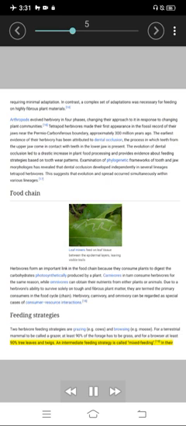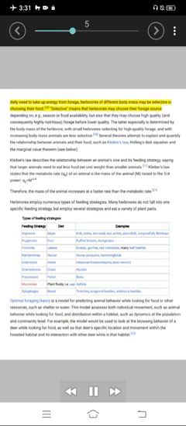In their daily need to take up energy from forage, herbivores of different body mass may be selective in choosing their food. Selective means that herbivores may choose their forage source depending on, e.g., season or food availability, but also that they may choose high quality and consequently highly nutritious forage before lower quality. The latter especially is determined by the body mass of the herbivore, with small herbivores selecting for high quality forage, and with increasing body mass animals are less selective.